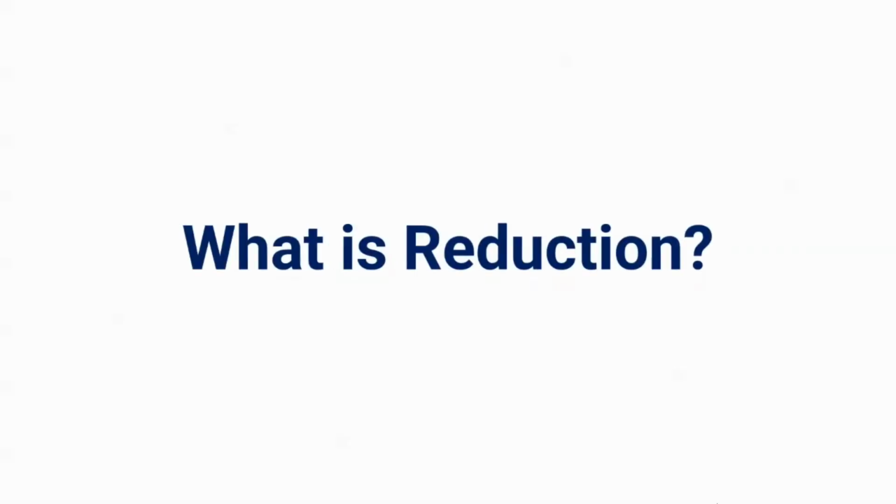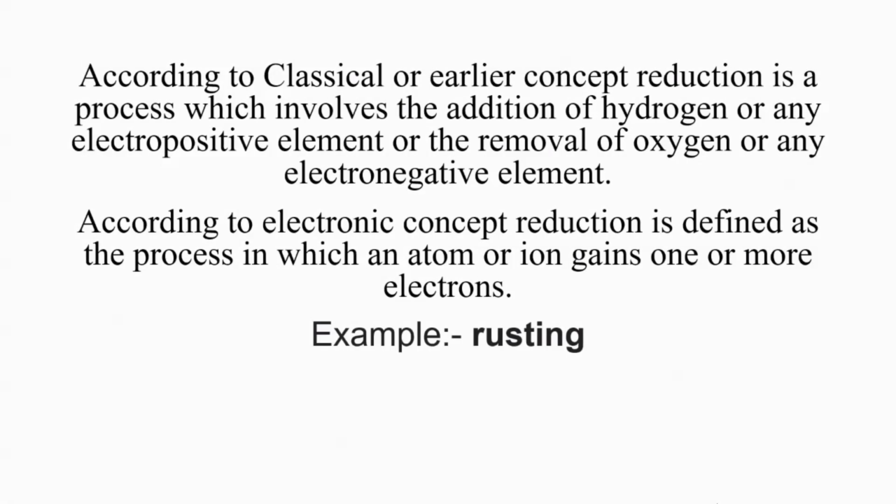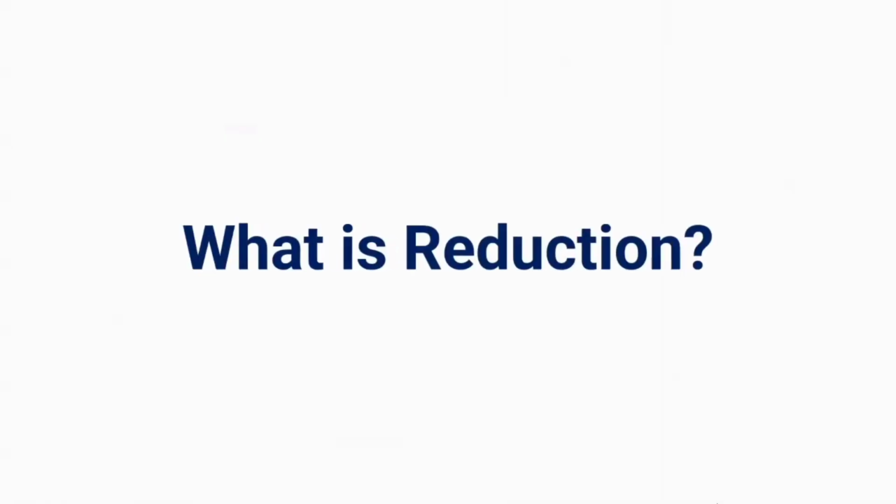What is reduction? According to the classical or earlier concept, reduction is a process which involves the addition of hydrogen or any electropositive element, or the removal of oxygen or any electronegative element. According to the electronic concept, reduction is defined as the process in which an atom or ion gains one or more electrons. Here is an example of a reduction reaction.